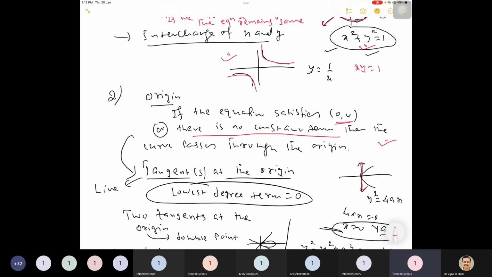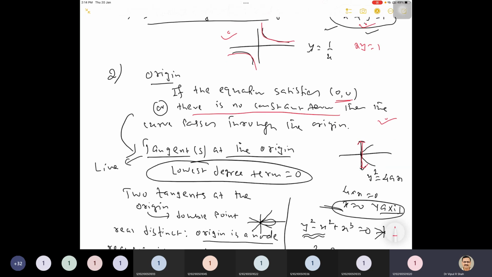Now see. Now if the curve passes through the origin, then we need to check one more thing. We need to check what is the tangent at the origin. Sometimes we may have more than one tangent at the origin. See, this is the curve. What is the tangent at the origin? This line is tangent at the origin. Agree or no?